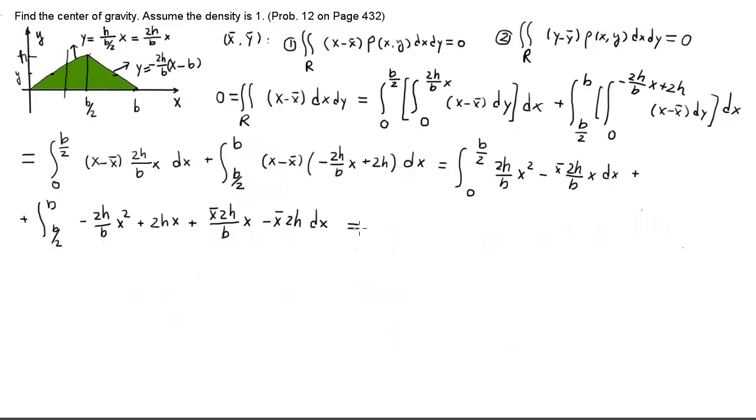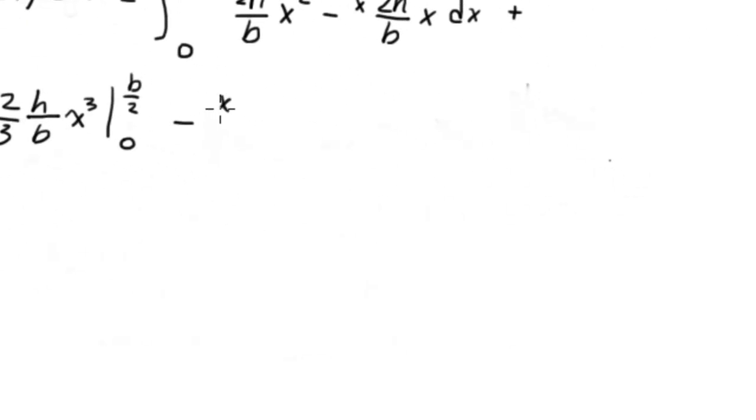So this is now equal to, integrating this one out, we have 2/3, and this is b over here. Let's be careful. So 2h over b times x cubed, and plug in b over 2 and 0. And look at the second one, and this is minus. We can see x integrates to x squared, so we have x bar times h over b times x squared, and we plug in b over 2 and 0. Okay, so we do the same thing. Let's just integrate all these things out and then plug in.